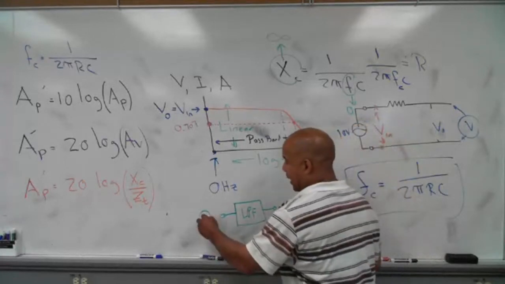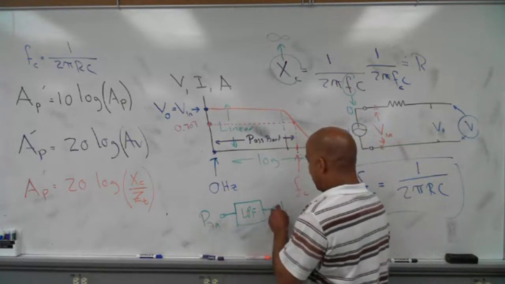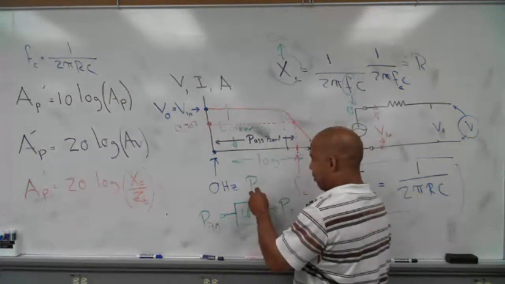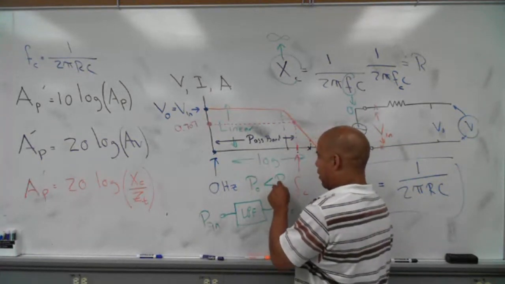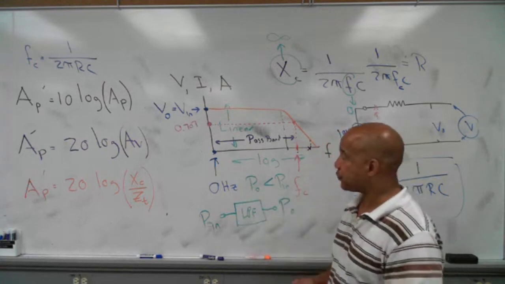So if I put in a certain amount of power, I get power out, but my power out is always less than my power in. So I'm going to lose power, so there's no gain there.